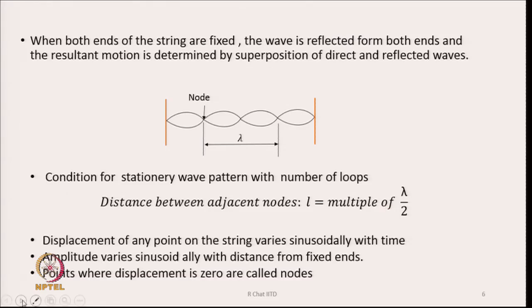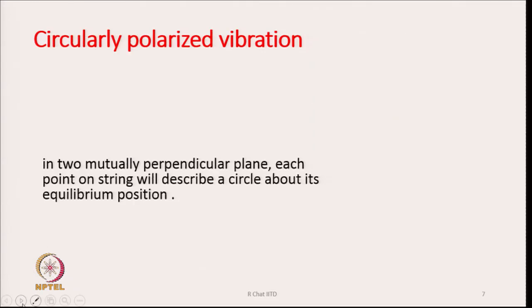Displacement of any point on the string varies sinusoidally with time, and amplitude also varies sinusoidally with distance from the fixed end, and points where the displacement is 0 are called nodes. So, these are called nodes. Lambda is shown as the complete wavelength and the distance between the nodes is lambda by 2, the half wavelength. So, these are the basics of wave propagation which we can find in any standard textbook of physics, but this is what is going to be used in our case also.